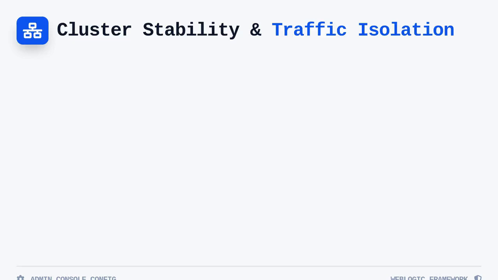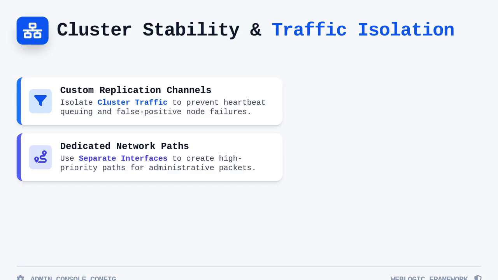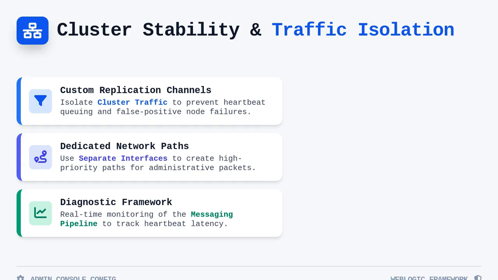To address these challenges, the administrative console allows us to configure custom replication channels that prioritize cluster traffic over standard application requests. By isolating this traffic, we can ensure that heartbeat signals are not queued behind heavy user workloads, which is a common cause of false positive node failures. These custom channels can be assigned to different network interfaces, effectively creating a dedicated path for administrative and cluster-specific packets.